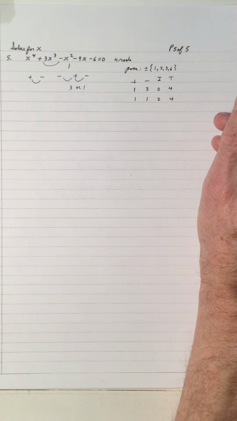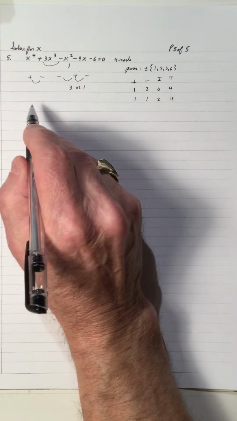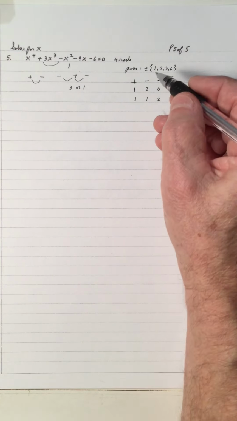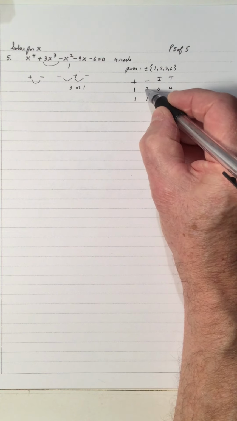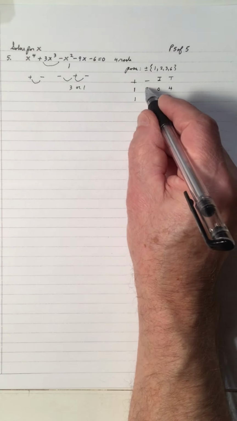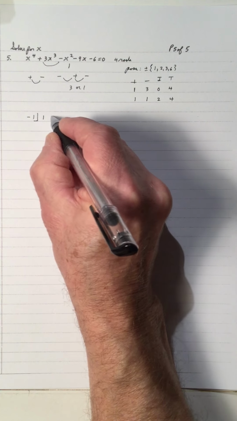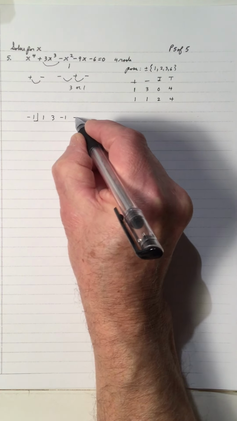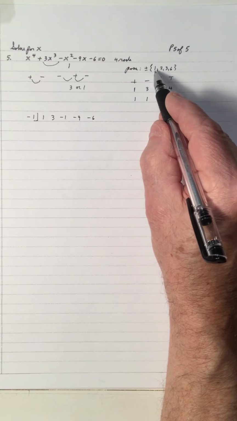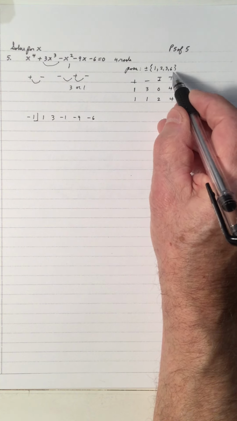So what I do, I check. There's no GCF, 1 is not a root. So now you have to decide, you have more negatives, so you know you have a negative for sure. You could have 3 negatives. So what I do, if I say I got possible 3 negatives, I'll do a negative 1 into 1, 3, negative 1, negative 9, negative 6. Now 1 is not a root. You could do 2, and then 3, and then 6.